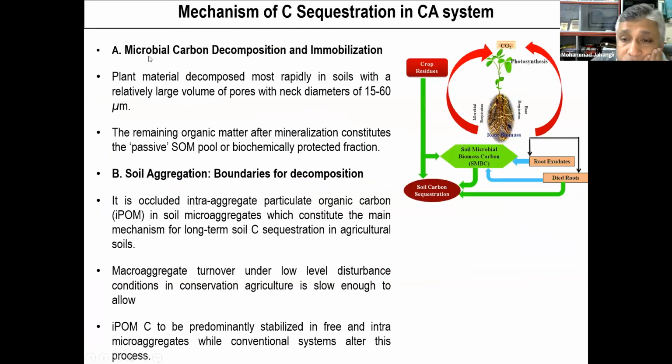One, we can increase our carbohydrate production that is converted from carbon dioxide, and we can protect it in soil by soil aggregation. Soil aggregate means the smallest unit of soil, a systematic arrangement of particles. Within this aggregate, we can accommodate carbon, especially the recalcitrant or stable carbon, that is physically protected from degradation in the aggregate.